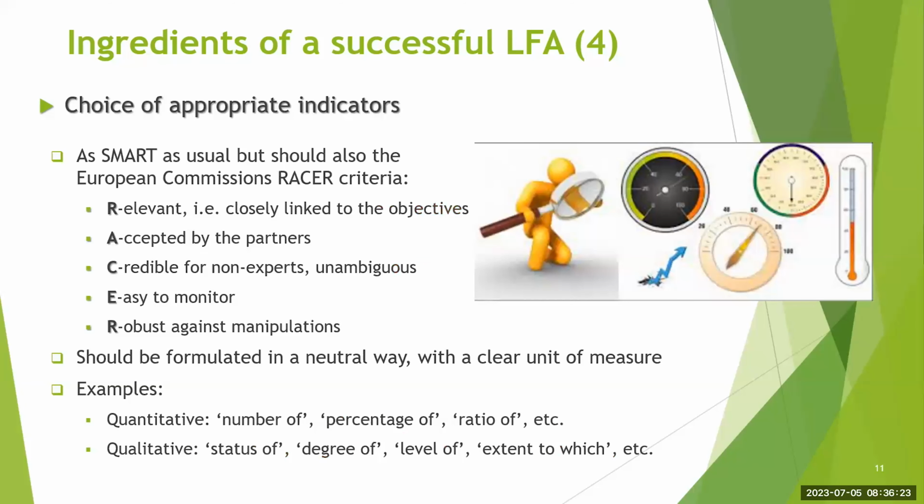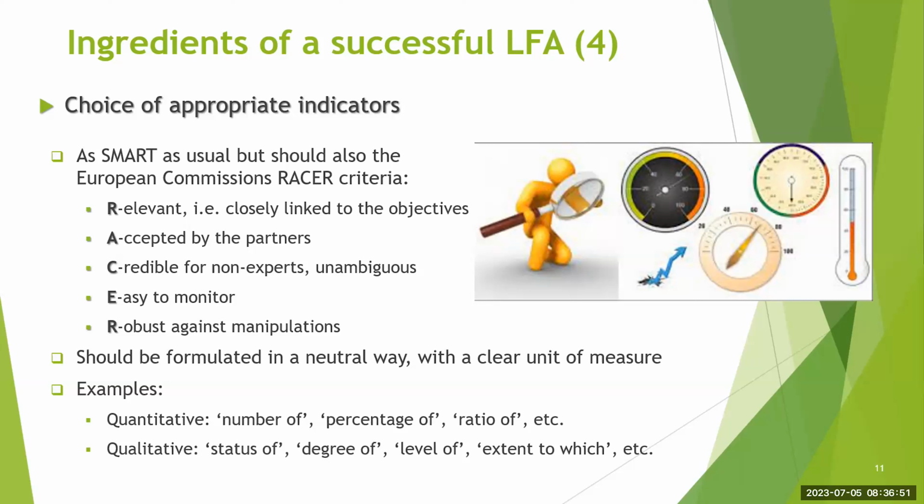Then, in terms of the choice of indicators, we have always known of SMART, and I wouldn't belabor that. SMART indicators, but the European Commission also recommends the RACER criteria. And by this, they mean that the indicator should be relevant, that is, closely linked to the objectives. And then it should be accepted by the partners. This is why stakeholder participation becomes very important. It should be credible for non-experts, unambiguous.